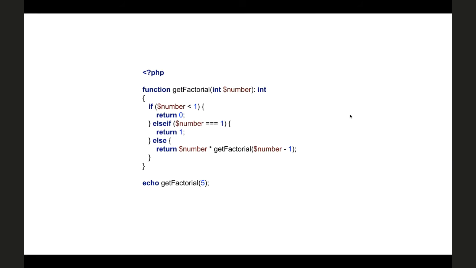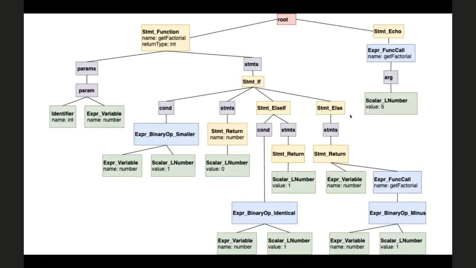Inside the function we have an if statement with its own condition and statement which will be executed. This if also has an else if with its condition and statement, and an else with its statement. And if we build the abstract syntax tree for this, we will see a picture like this. So actually, it's totally the same.